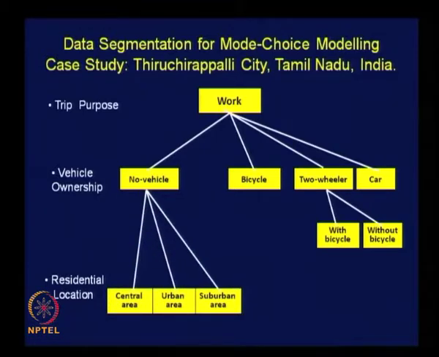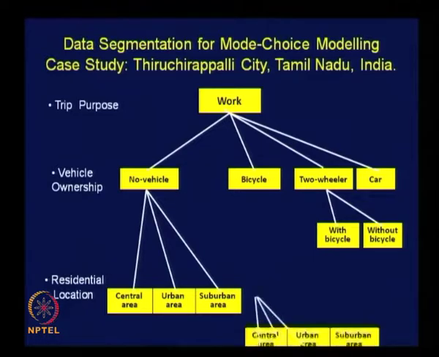For no vehicle owning category of travelers, the data set was again subdivided based on residential location as central area, urban area and suburban area. Central area is just CBD and surrounding areas. Urban area is area beyond central area but within municipal limit, that is urban area, and the area beyond municipal limit is taken here in this particular case as suburban area.